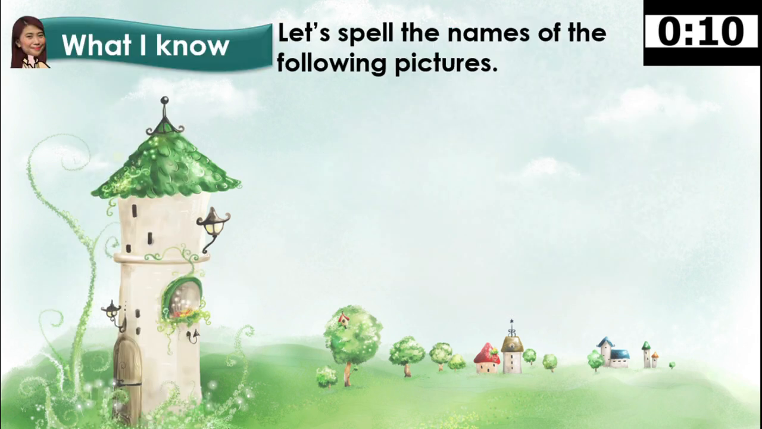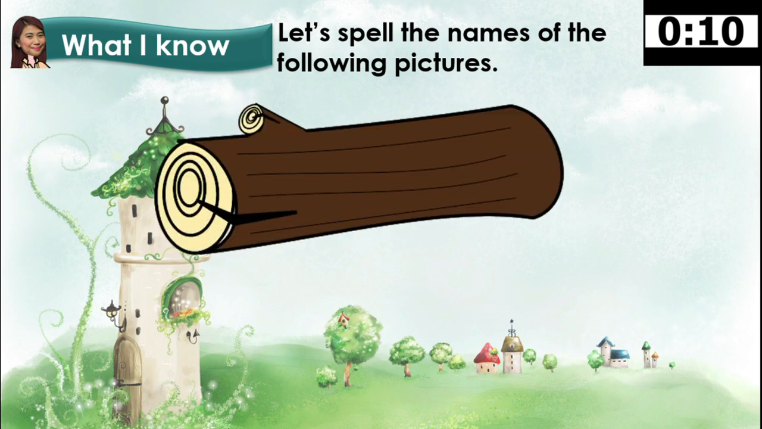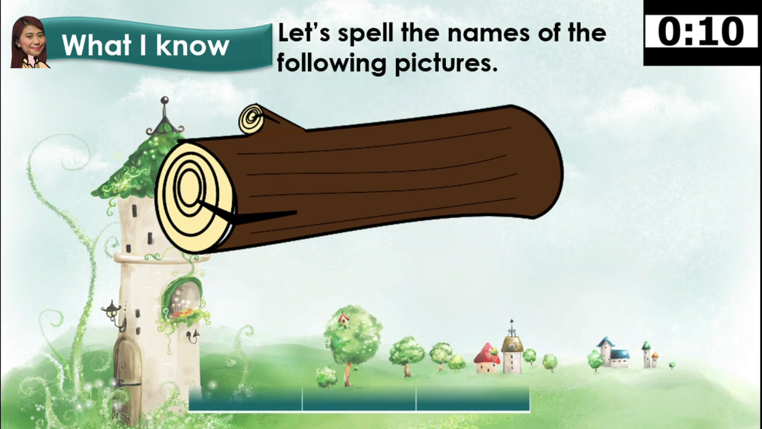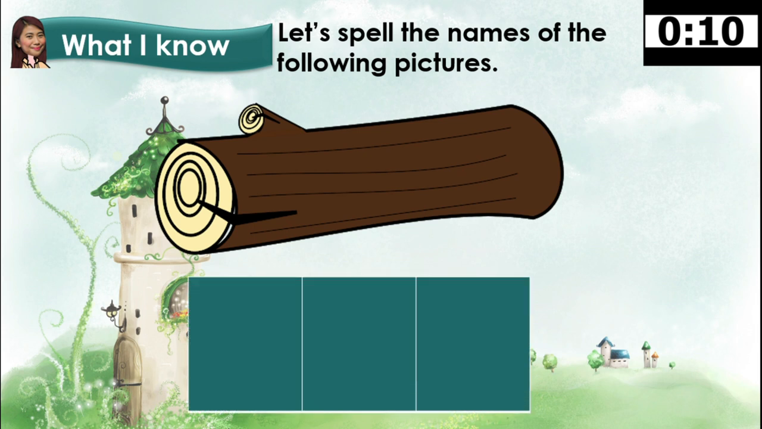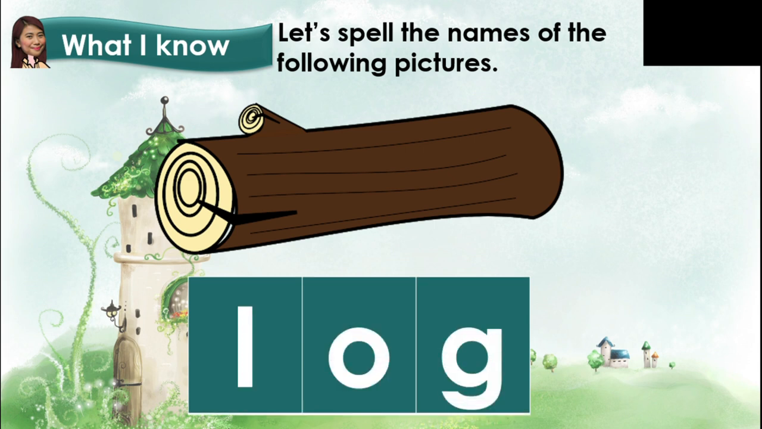Let's spell the names of the following pictures. First picture. Do you know the name of this picture? Here is your clue. It is a three-letter word. Comment down your answer. And the correct answer is log. If this is your answer, you are correct.